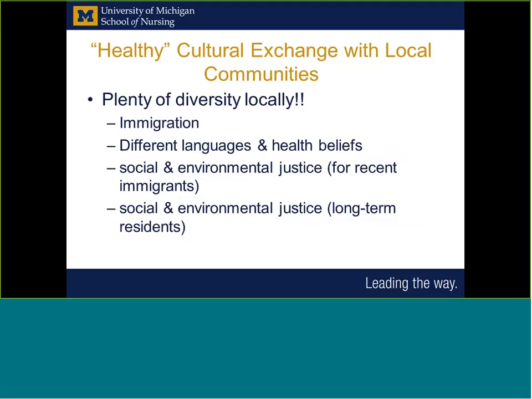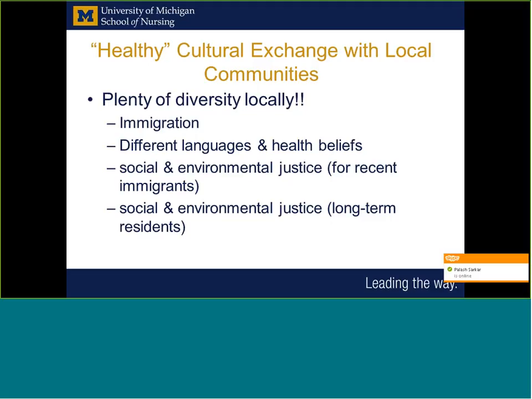So this focus on cultural exchanges with local communities has been very useful. As I mentioned, we have a lot of diversity, especially in Ann Arbor, which is a university community with students and faculty from many different countries. There are important issues that can be looked at, including immigration, the impact of languages, the various health beliefs, issues around social and environmental justice for recent immigrants as well as those who are long-term.